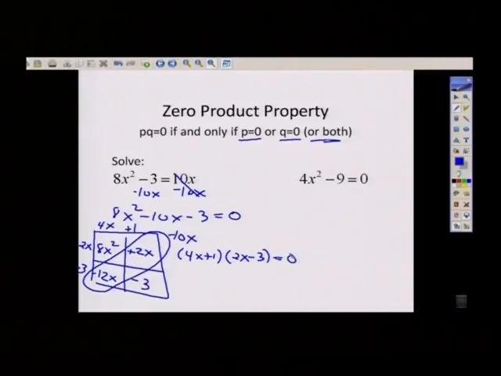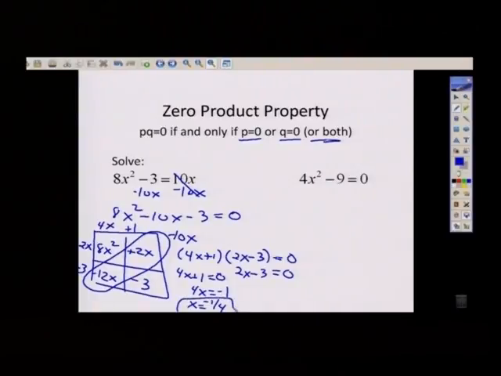And then using my zero product property, since these two multiply equal 0, that means either the 4x plus 1 has to equal 0, or the 2x minus 3 has to equal 0, or both of them. So to quickly solve this, I'm going to subtract the 1. So 4x will equal negative 1. Divide by the 4. So x is equal to negative 1/4. So that is one solution for x.